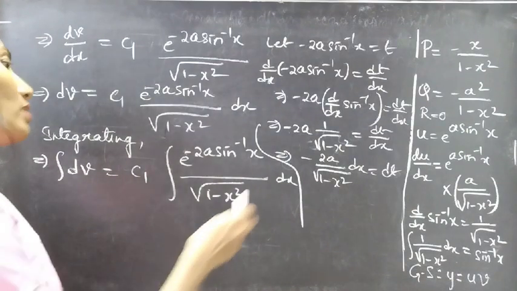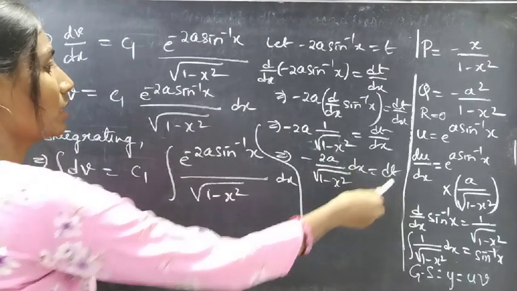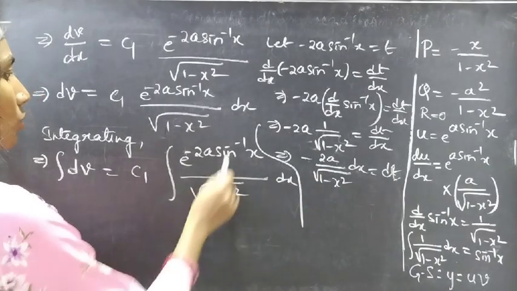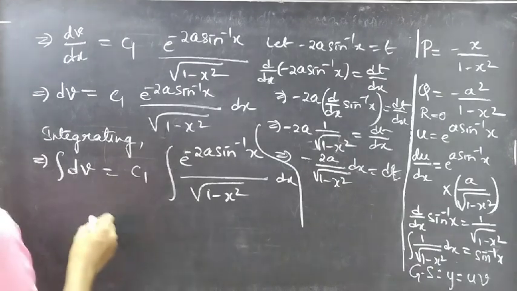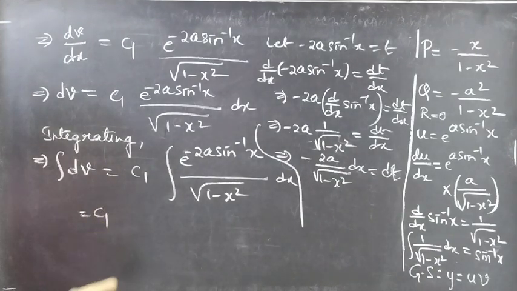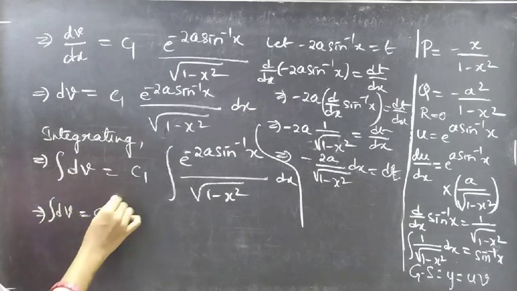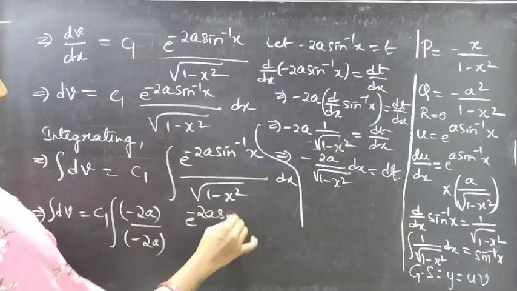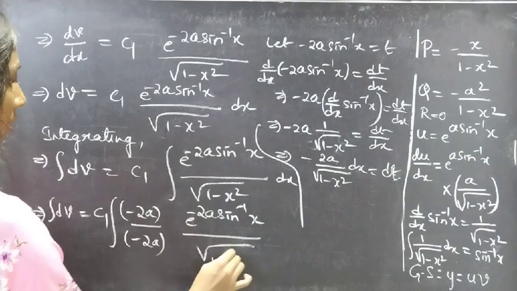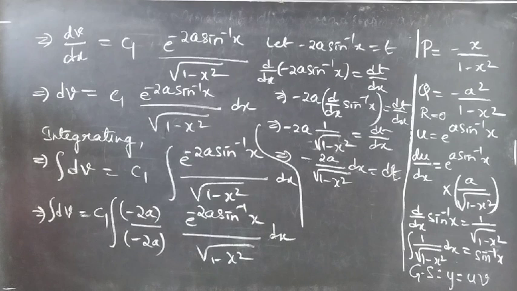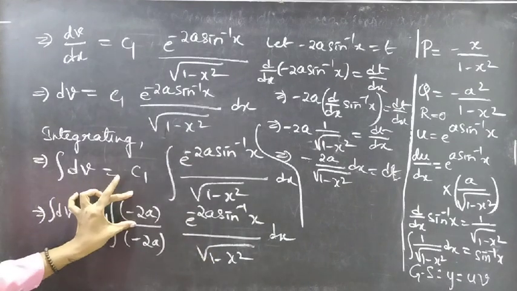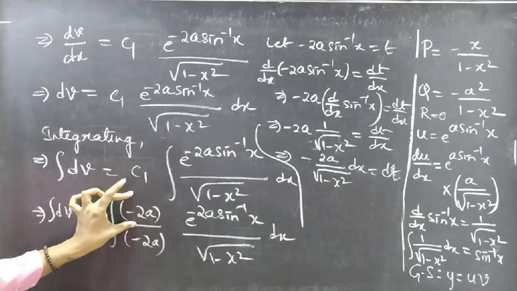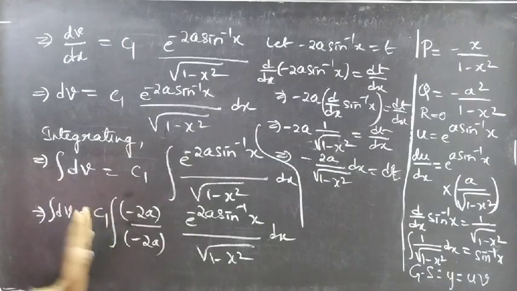Okay. In order to replace minus 2a by square root of 1 minus x square into dx by dt in our integrand, what we'll do is multiply and divide the integrand by minus 2a, because we don't have any minus 2a, right? So integral dv equals c1 into minus 2a by minus 2a into e power minus 2a sine inverse x by square root of 1 minus x square into dx. Now we'll take this minus 2a and 1 by square root of 1 minus x square into dx, and we'll replace it with dt in the next step. Okay, we can take 1 by minus 2a outside the integral.